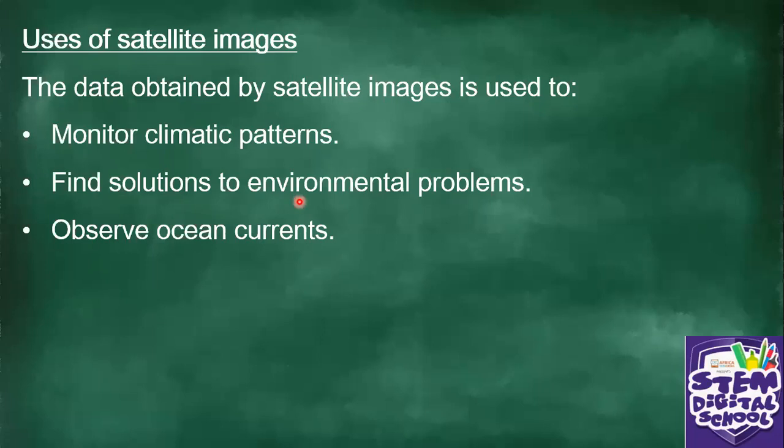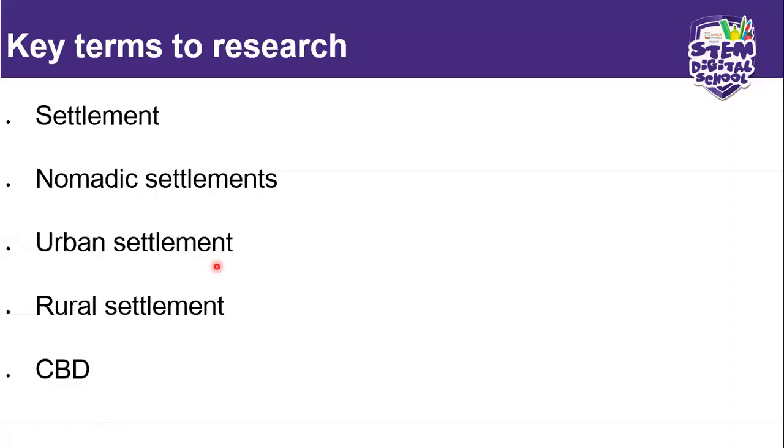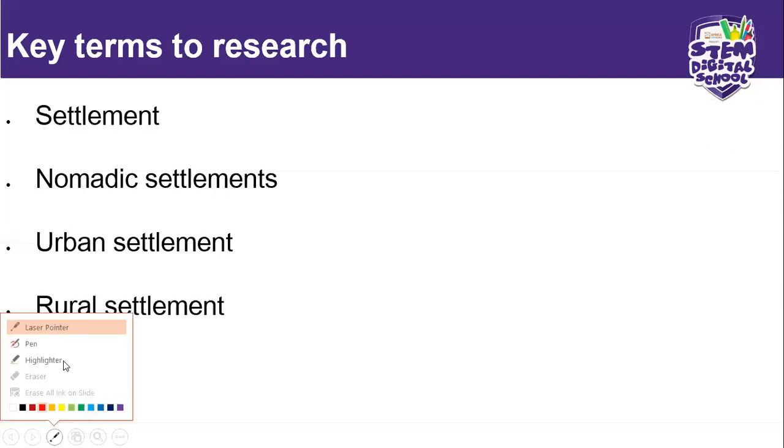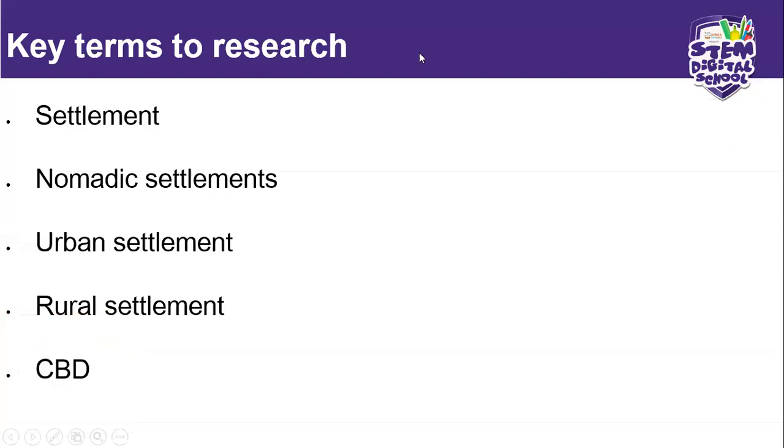So you can see satellites help us in giving us useful information. They also observe ocean currents from above. So those are the uses of satellite images. Are we still together? Okay. All right. So that was the lesson for today.